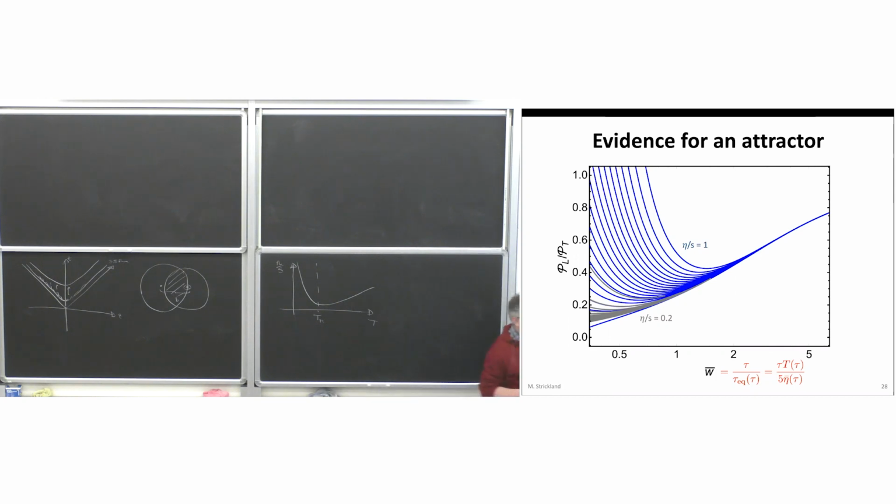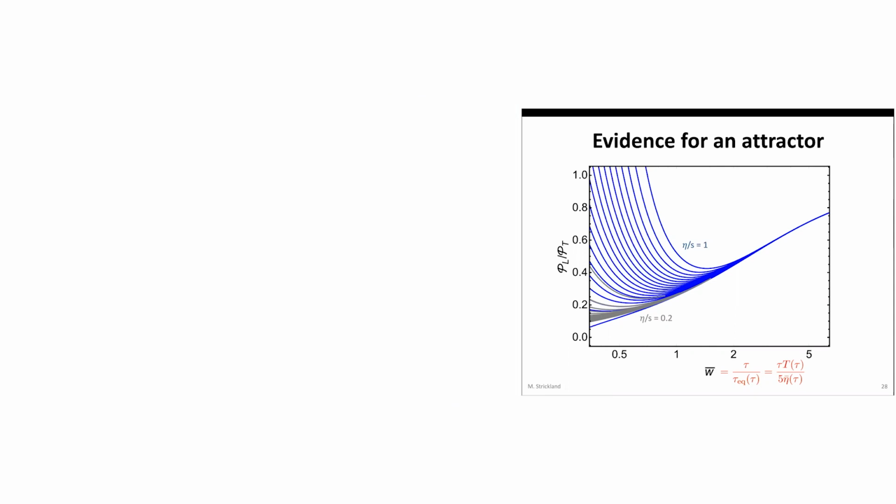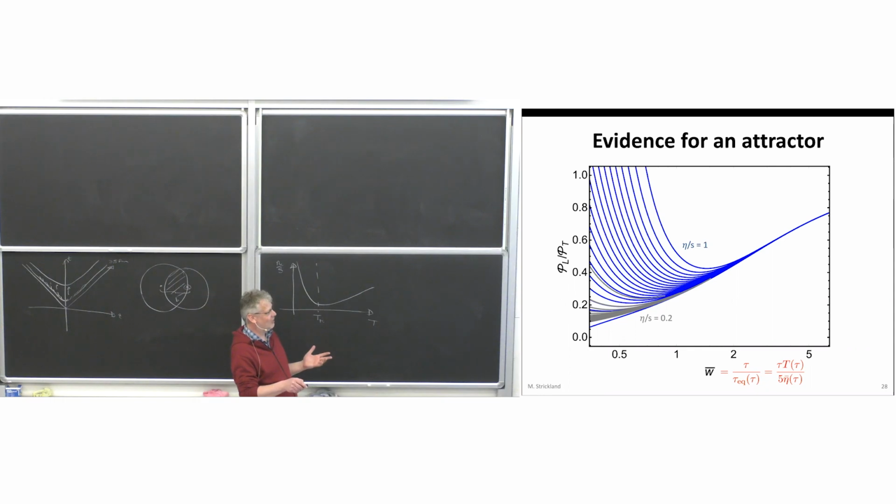And this starts to look a lot like my cartoon, but it's even better than the cartoon because there is something universal going on out here. It's not a broad band anymore. We've even scaled out the eta over S dependence. And what we see is that irrespective, we still have a very large momentum anisotropy persisting over here. Now, yes, go ahead.